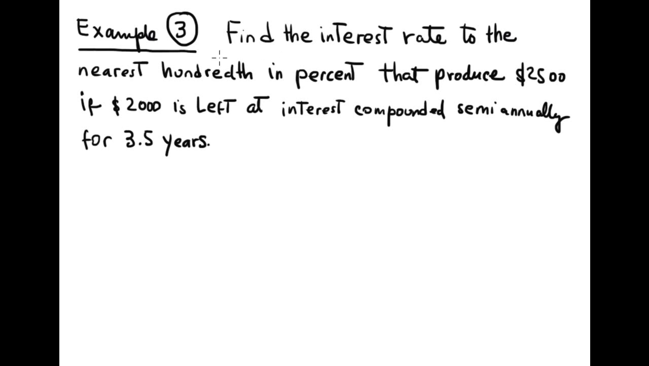Okay, sample number 3 is: find the interest rate to the nearest hundredth of a percent that produces $2,500 if 2,000 is left at interest compounded semi-annually for 3.5 years. Okay, the data that we have in the problem is future value $2,500, present value 2,000.